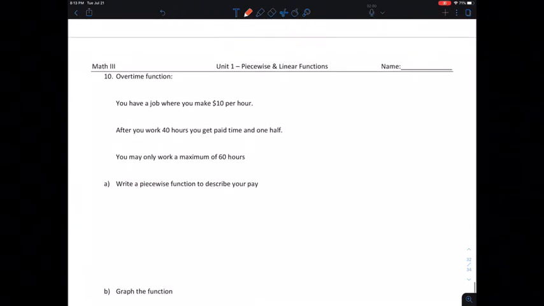All right, let's do the second one. Now this next one is a little bit more difficult, and we're looking at the salary of an employee. Let's say you have a job and you make $10 an hour. But if you work more than 40 hours, then you get paid time and a half. If you make $10, time and a half would be $15 an hour.